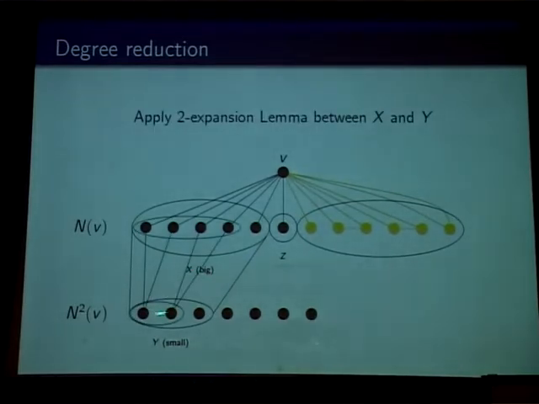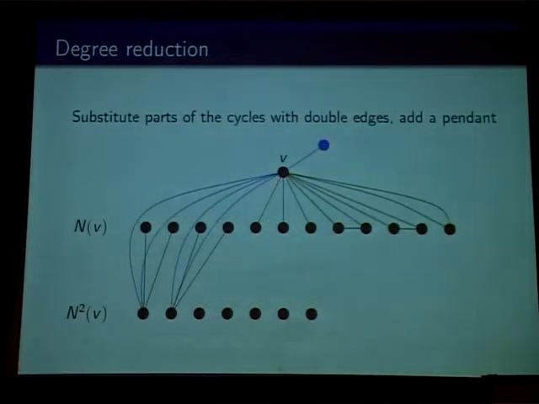So we can apply the 2-expansion lemma between y and x. So we've got a non-empty subset here, and a non-empty subset here, such that each guy from here has 2 private neighbors from here, and all those guys know only these guys from this whole set, and also from all this set. Okay, so now you can make the reduction.